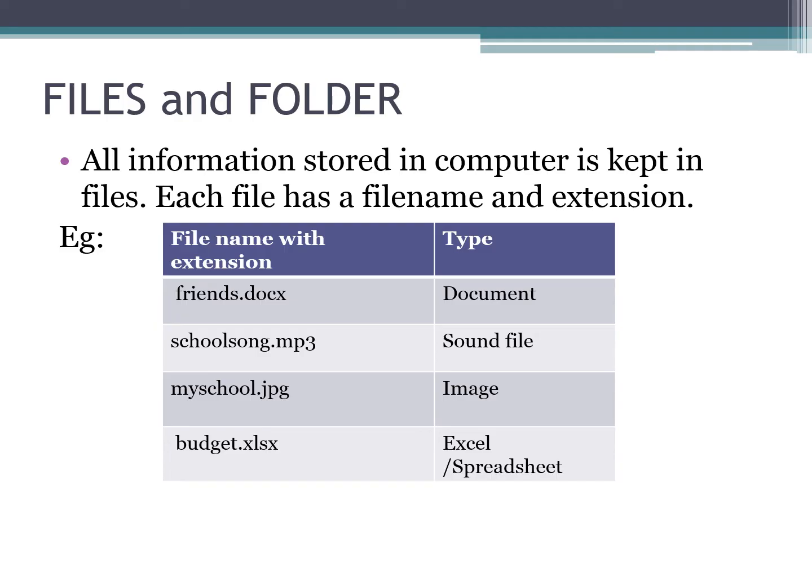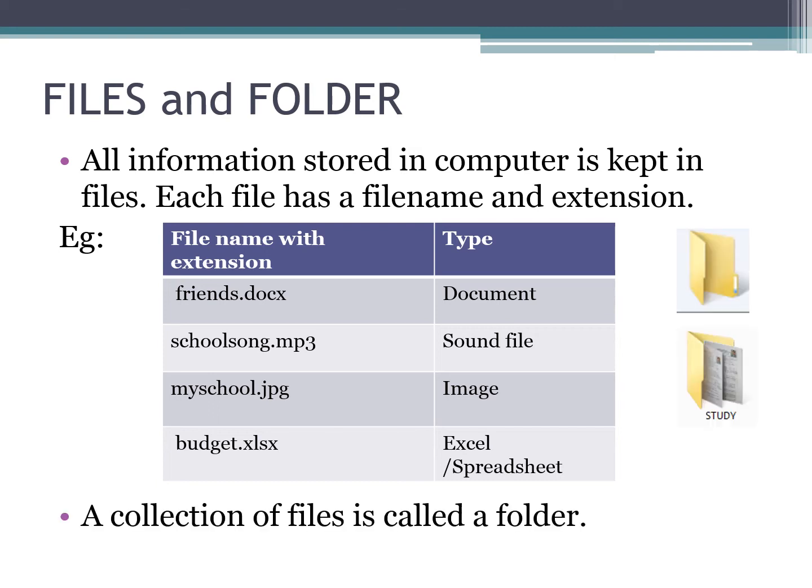Schoolsong.mp3. Now mp3 is a sound file format. myschool.jpg or jpeg is an image format. budget.xlsx. Now this is an Excel file. So we can use extension to know what type of file that is. A file is something that stores all the information. Now a collection of files forms a folder. Now folders can consist of files as well as other folders within it.